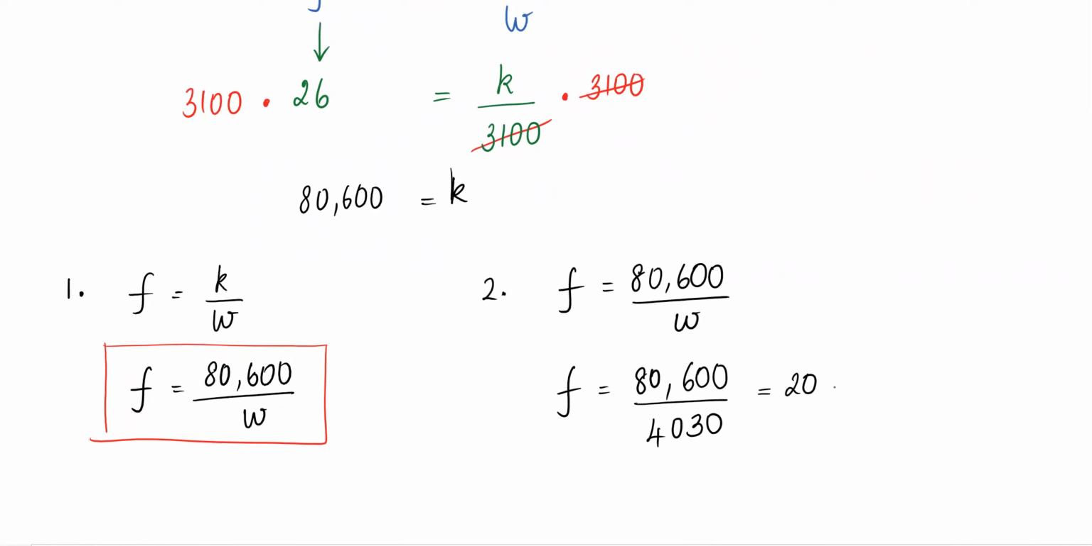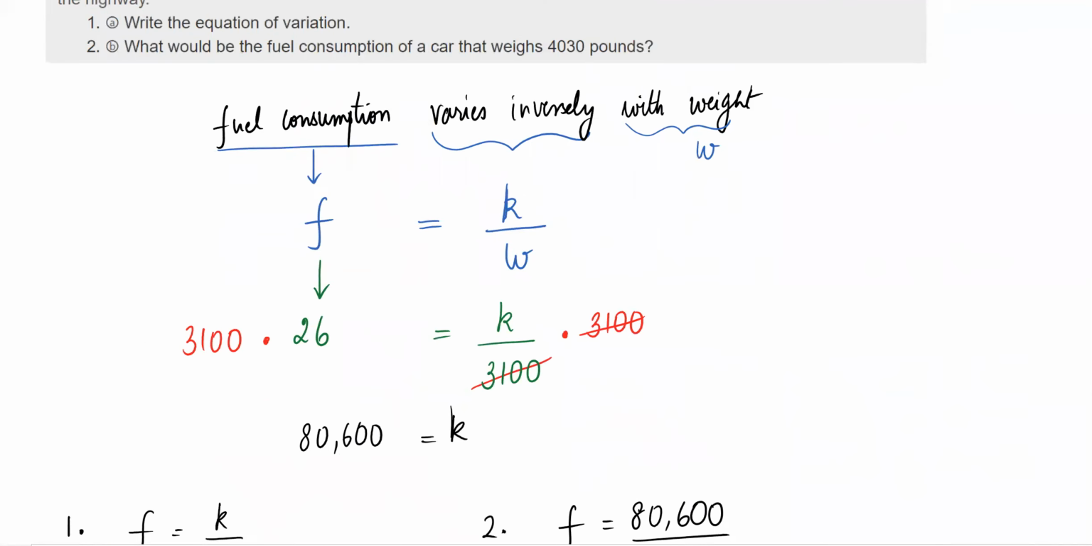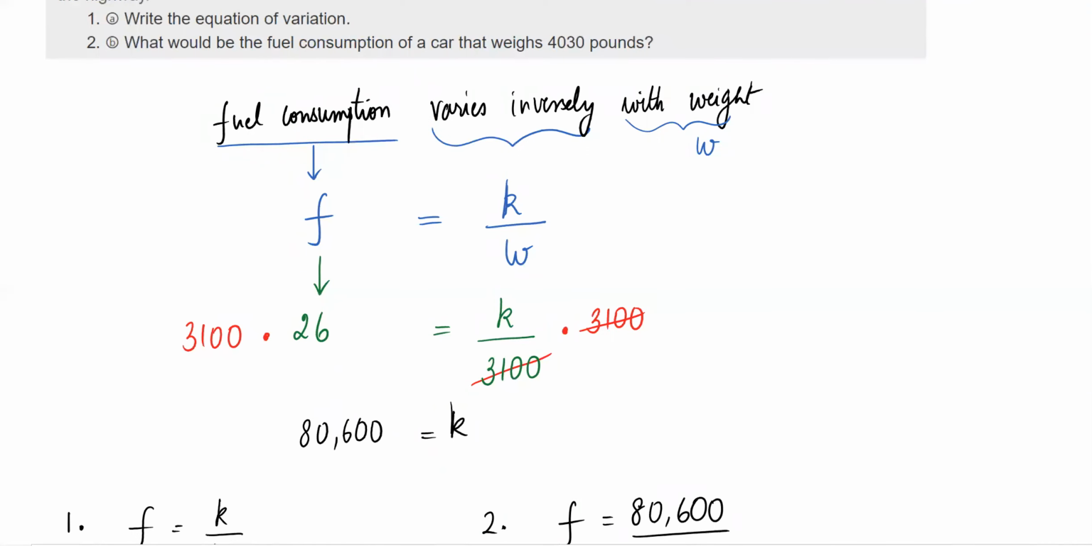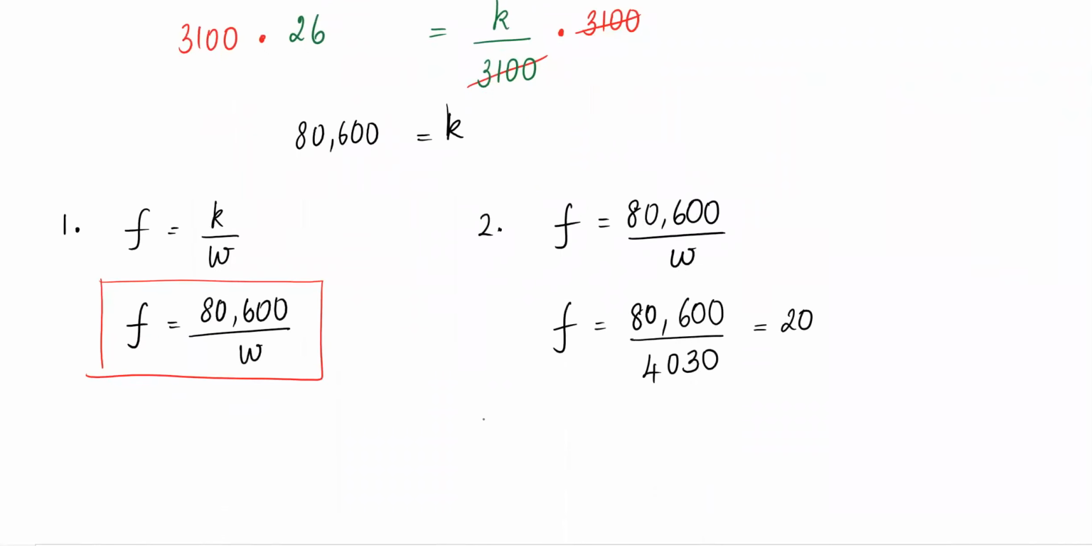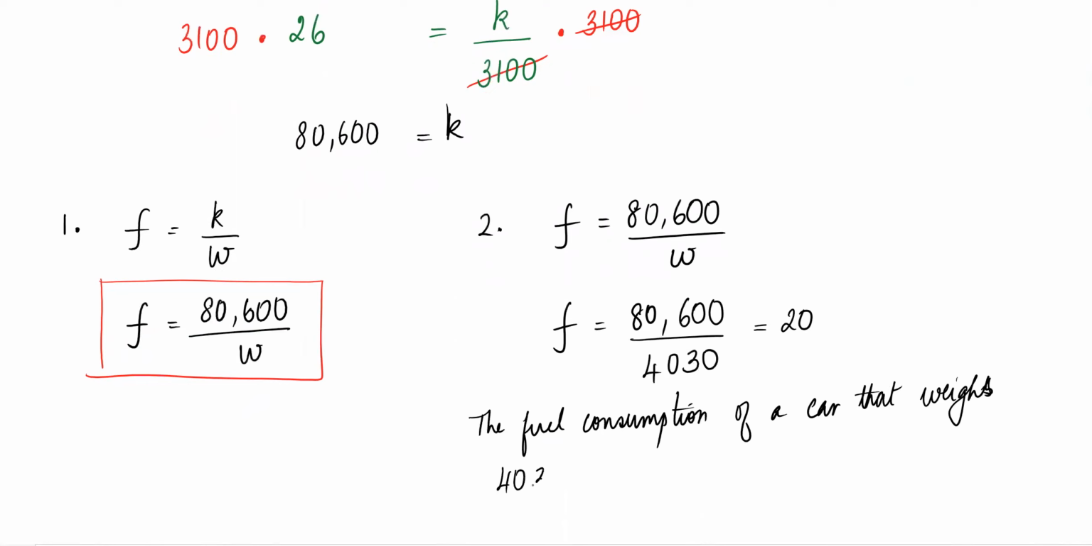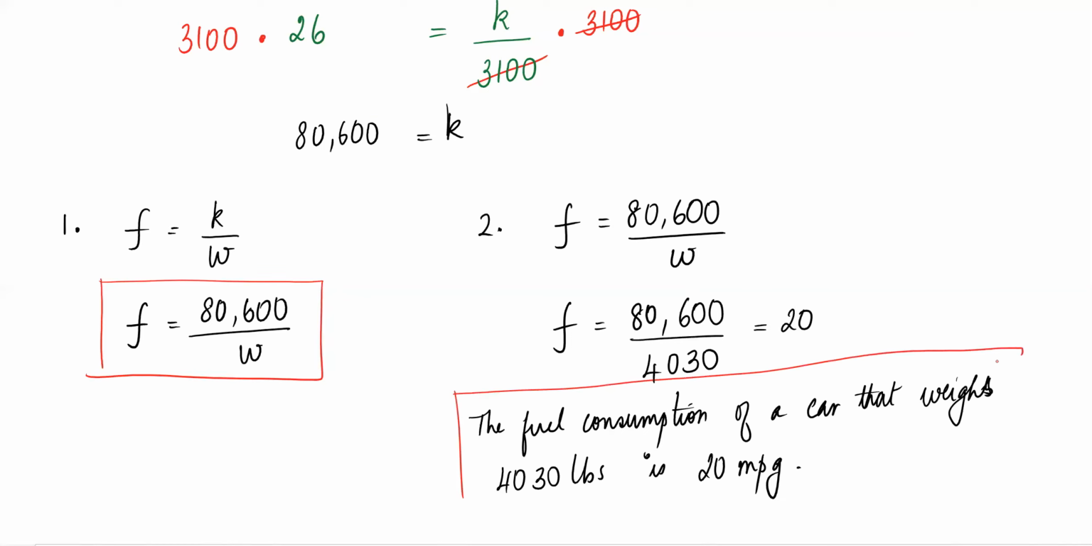Again, this is a word problem. Let's come back and respond to it using the units. So the fuel consumption, let's use the same language. The fuel consumption of a car that weighs 4,030 pounds is 20 mpg. And that will be our response to part 2.